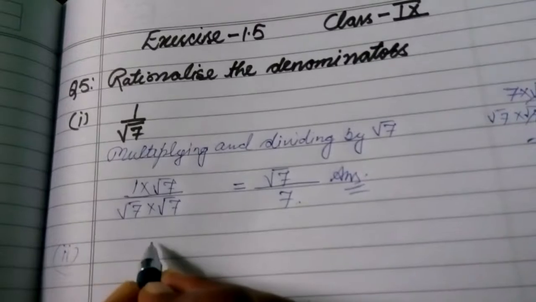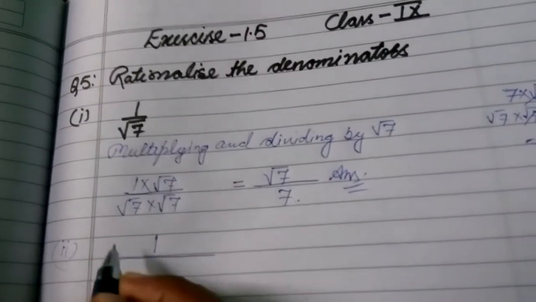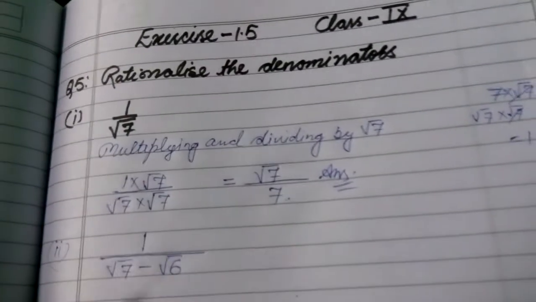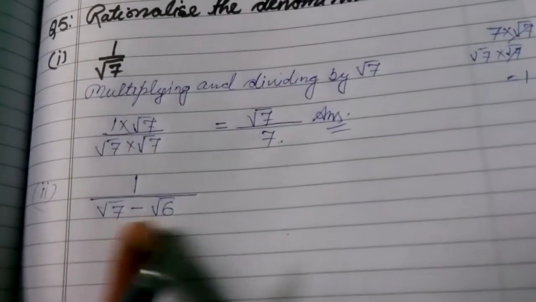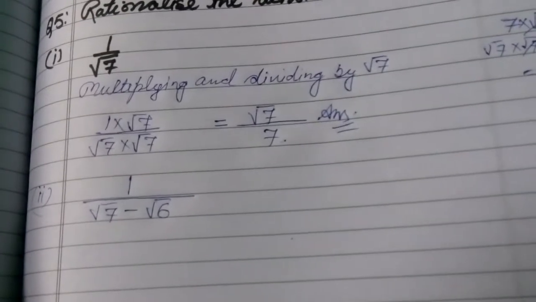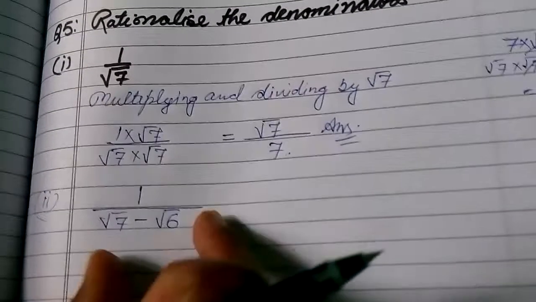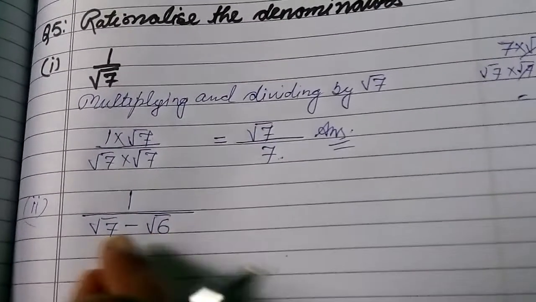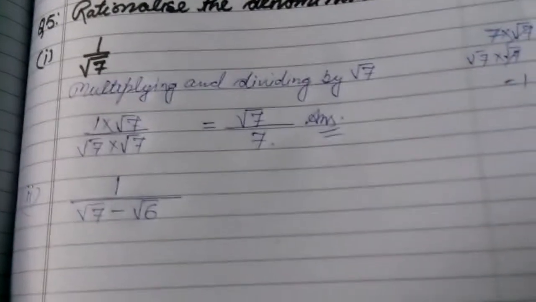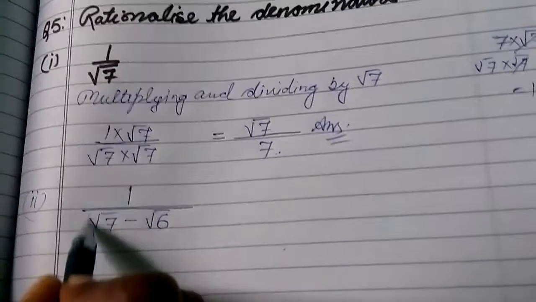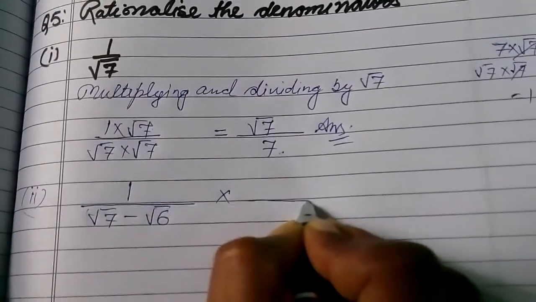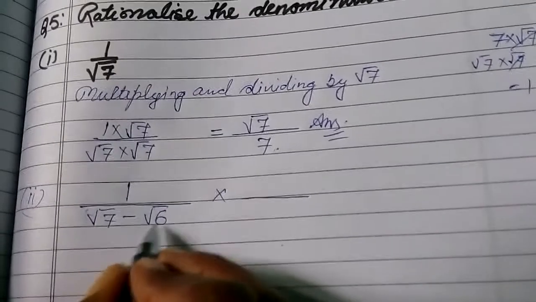Now let us move toward 1 upon root 7 minus root 6. Now we have to remove this square root so that this denominator can become a rational number. And we have already done in question number 2 how to simplify this type of expression by using an identity. Or simply you have to make this a square. Is there any option? Yes, there is an option. If we multiply this by root 7 plus root 6.